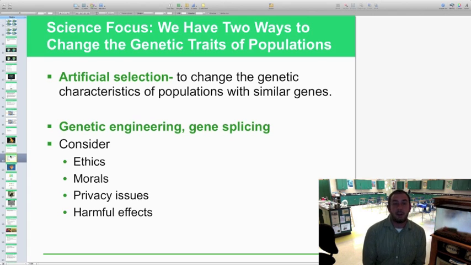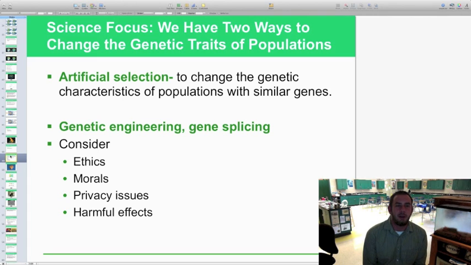One of the science focus pieces talks about how we have two ways to change the genes and genetics of populations, and we can do that ourselves. One is called artificial selection, where we change genetic characteristics of populations with very similar genes. Another way is genetic engineering, which most of you are probably familiar with, called gene splicing, actually taking genes from other organisms and inserting them in other organisms, calling them transgenic organisms.